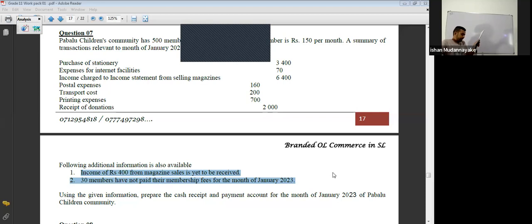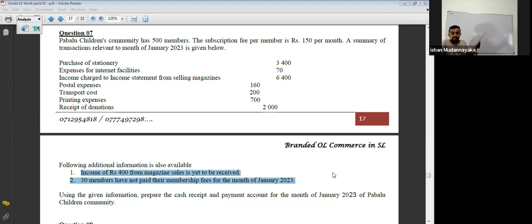Expenses for internet facility 70. Income charged to income statement from selling magazine 6,400. Postal expenses 160, transport cost, printing charges, receipt of donations 2,000. The following additional information is also available. Income of 400 from magazine sale is yet to be received.